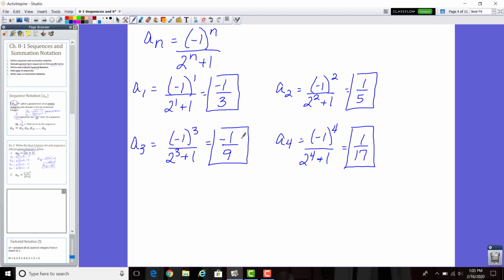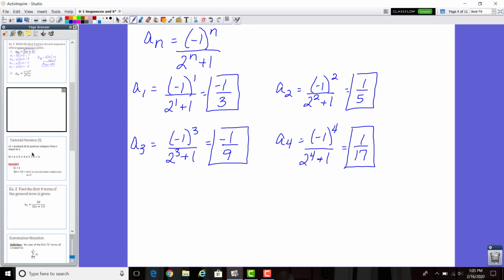So this one is not a very recognizable pattern, but because it has a general term expression of negative 1 to the n power divided by 2 to the n power plus 1, it is still considered a sequence. Okay.